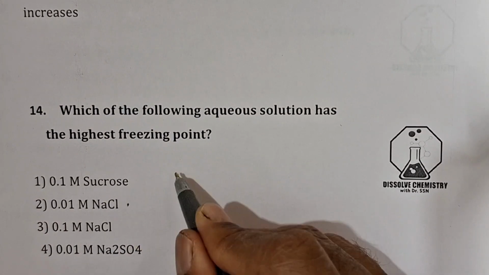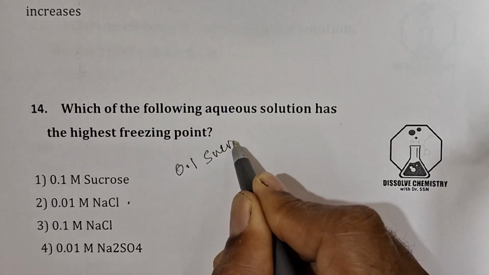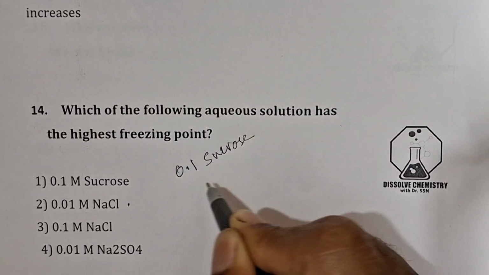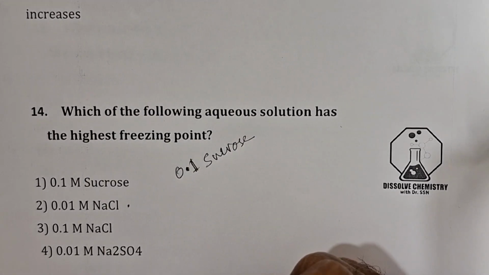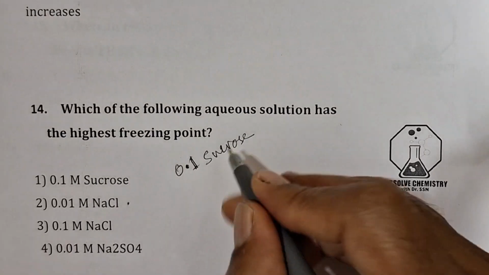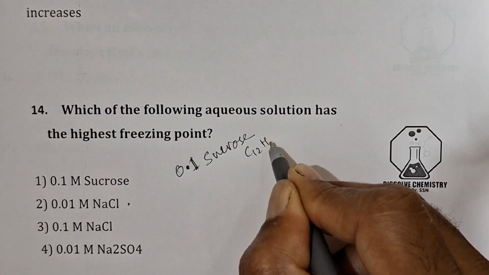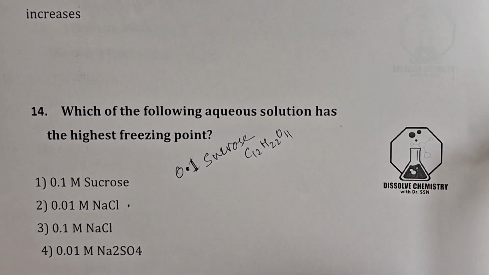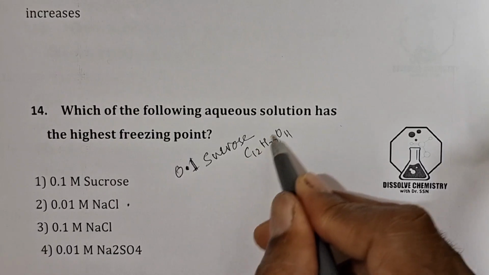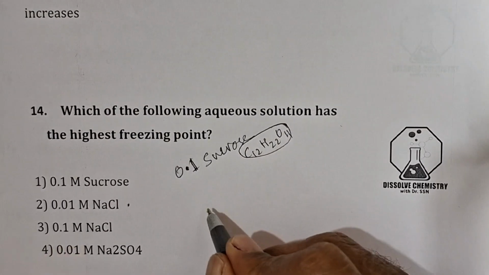See, the first option is 0.1 molar sucrose. Sucrose means your sugar, right? So 0.1 molar sucrose, C12H22O11 is the molecular formula. Whatever it is, it is non-ionizable, or else we can call it a non-electrolyte.